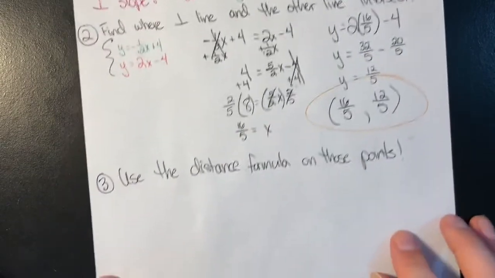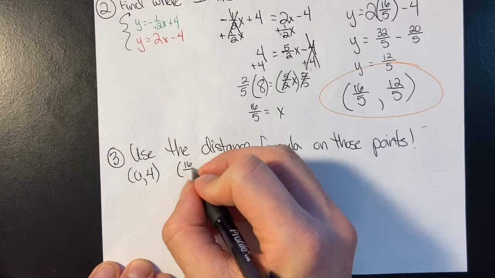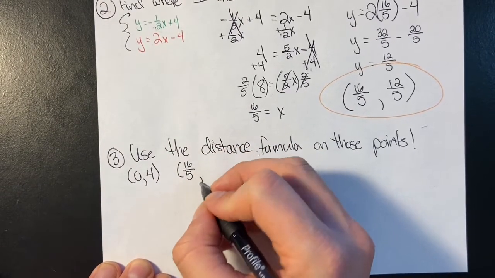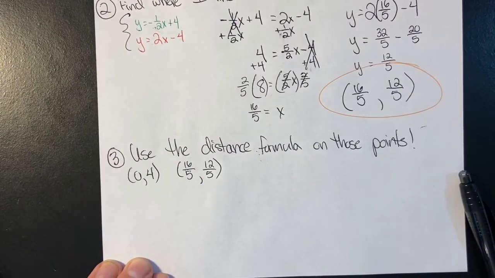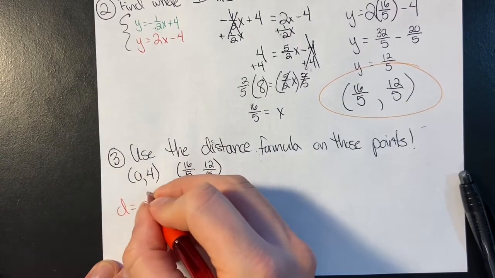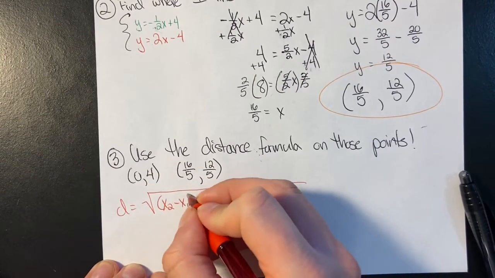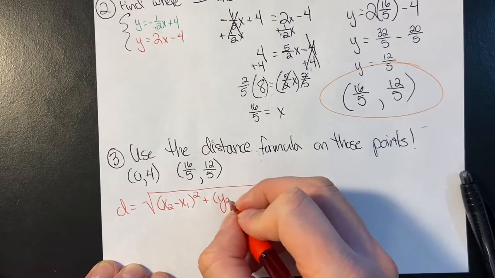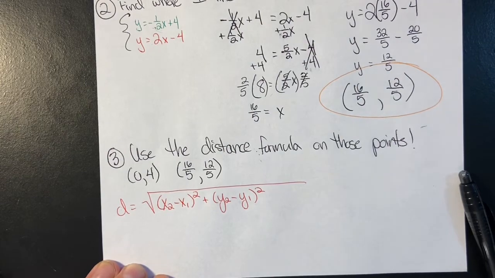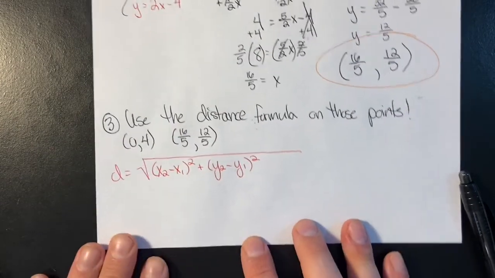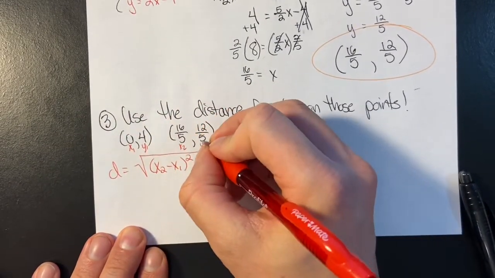So let me write out those points again. 0,4 was the one that you can't see anymore, and 16/5, 12/5 is the other point. Distance formula. D equals big square root of x sub 2 minus x sub 1 squared plus y sub 2 minus y sub 1 squared. Maybe that square root was just a bit too big. Can we see everything? Yeah, now we can. I'm going to label my points x sub 1, y sub 1, x sub 2, y sub 2.